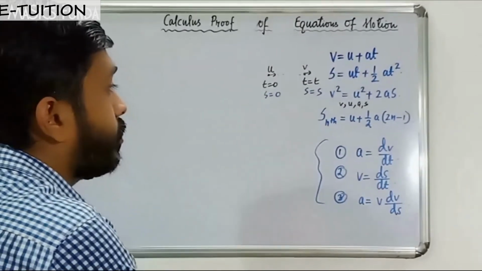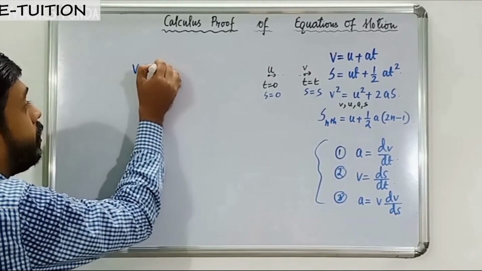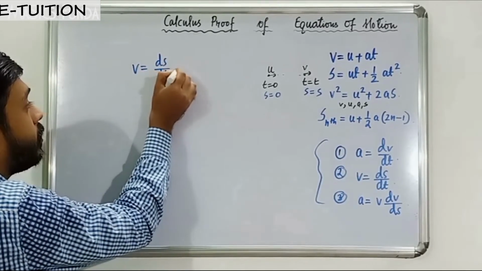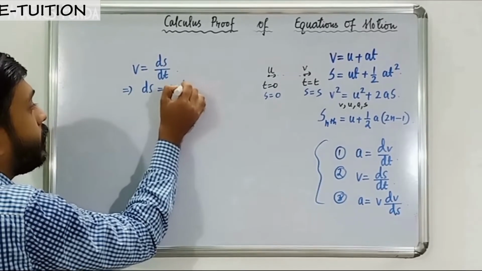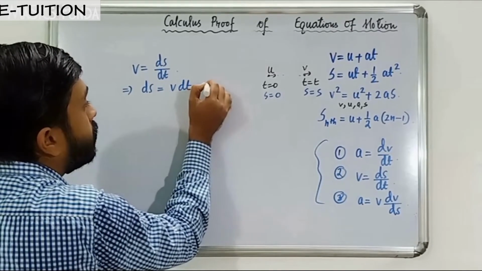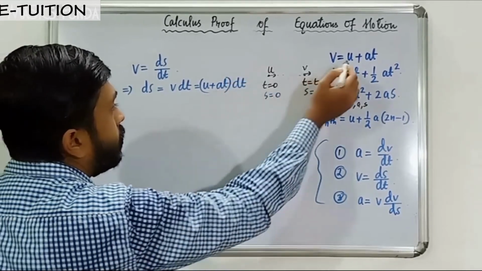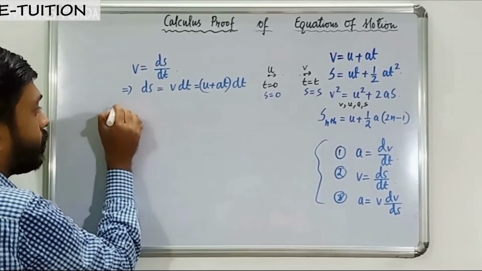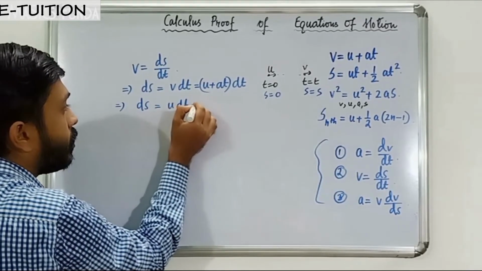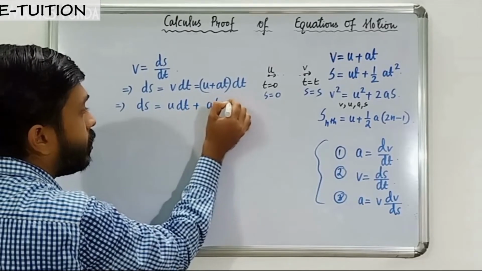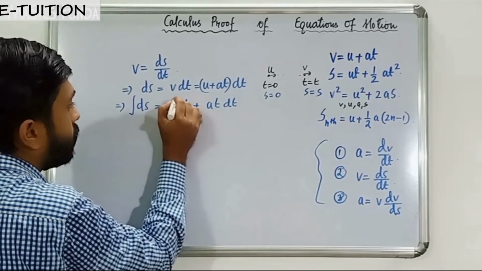Alright, so let's start with the definition of velocity in terms of differentiation. v equals ds by dt. So ds equals v dt, means u plus at whole multiplied by dt. The first equation of motion I'm substituting here. So ds equals u dt plus at dt. Okay, then integrate both sides.